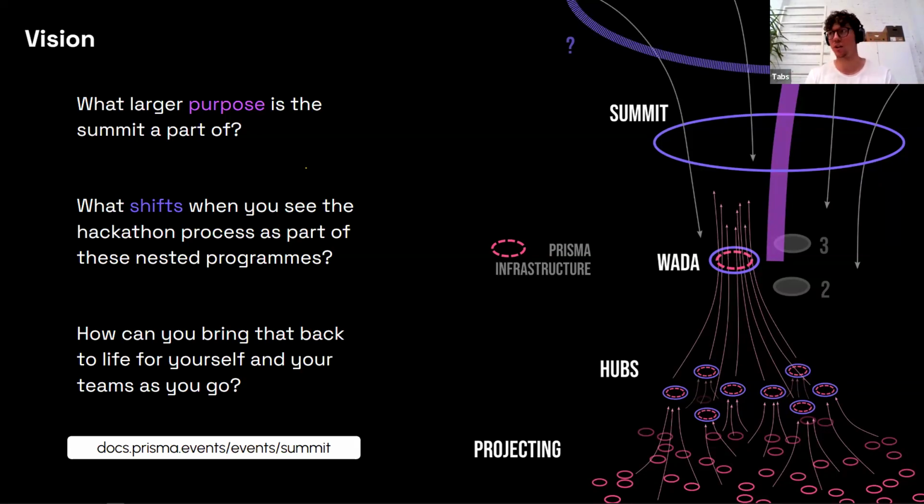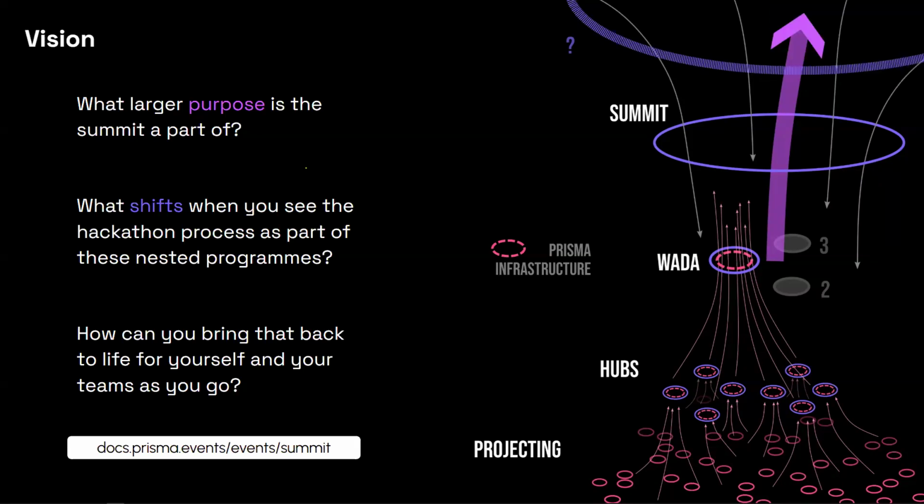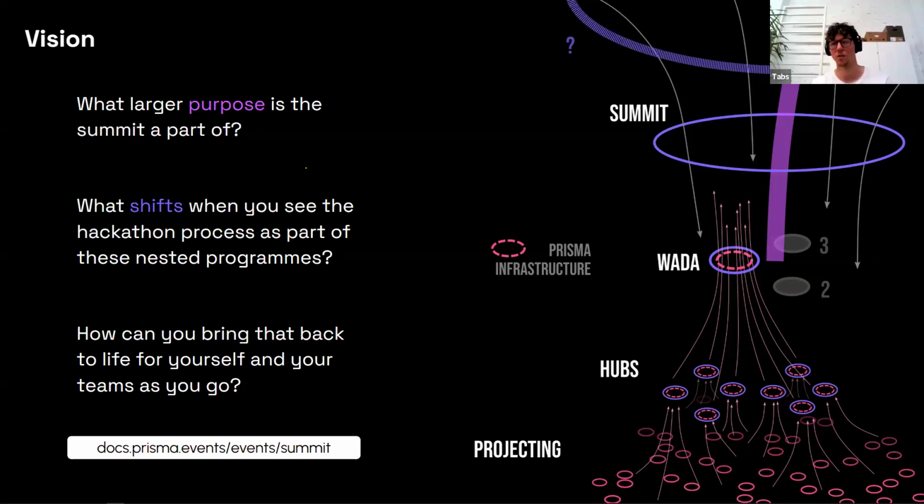WADA, our dear collaborators, are one level in that whole organizational stack. The summit itself is also part of a larger system. Every hub is a part of this larger hub network that we're collectively making. So these are some questions that I've shared on screen for you to think about and reflect on. And with the image, I'm hoping that you can sort of feel into it a little bit.